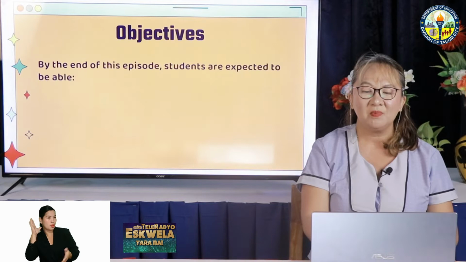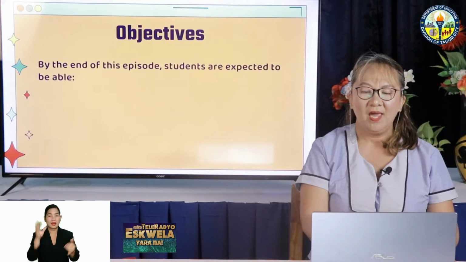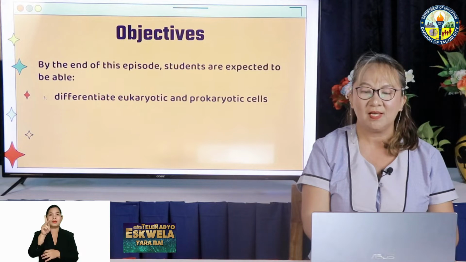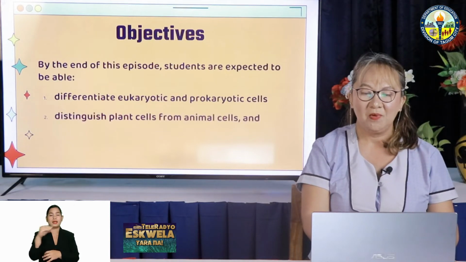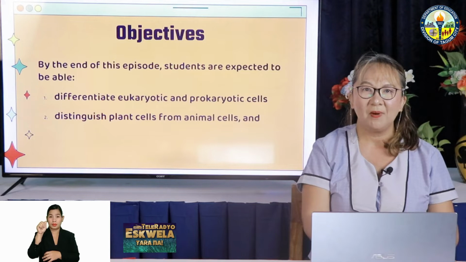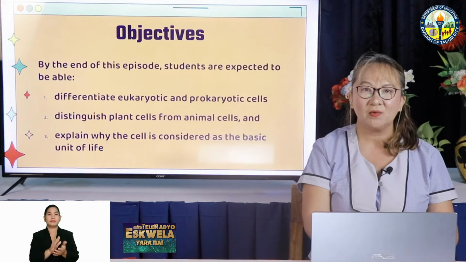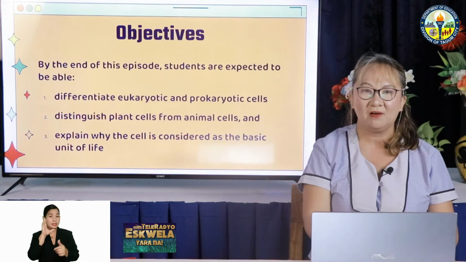Our learning objectives for this episode: A. Differentiate eukaryotic and prokaryotic cells. Letter B. Distinguish plant cells from animal cells. And C. Explain why the cell is considered as the basic unit of life.